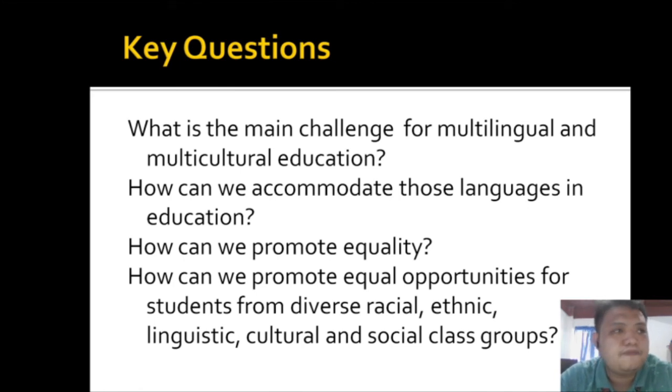Because in the whole world, in totality, if our population is 7 billion, approximately, we have 200 different nation states or countries. And I think we have more than 7,000 languages that people are speaking right now. So that's the problem. How can we promote equality? How can we promote equal opportunities for students from diverse racial, ethnic, and linguistic, cultural, and social class groups? So those are the key questions that we have to ponder when we talk about multicultural and multilingual education.